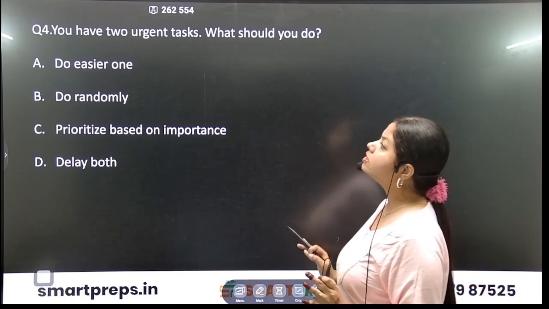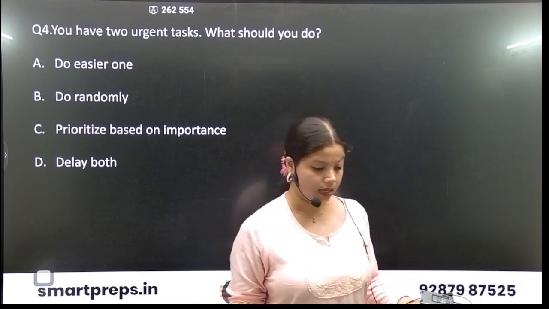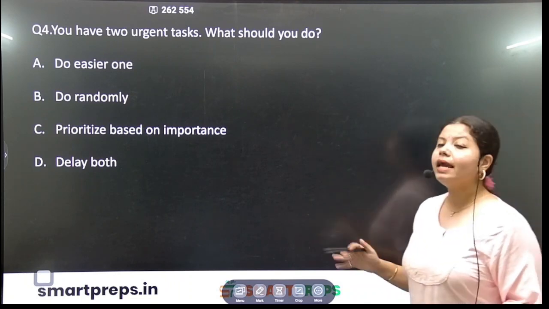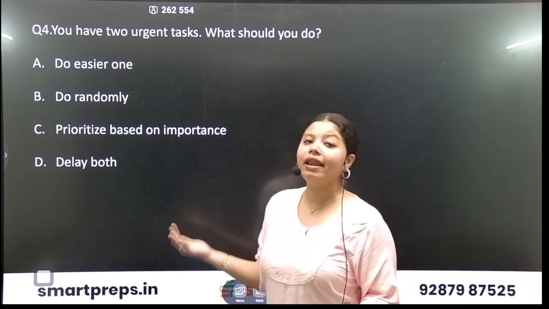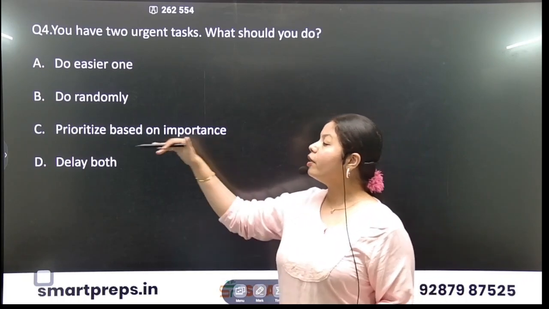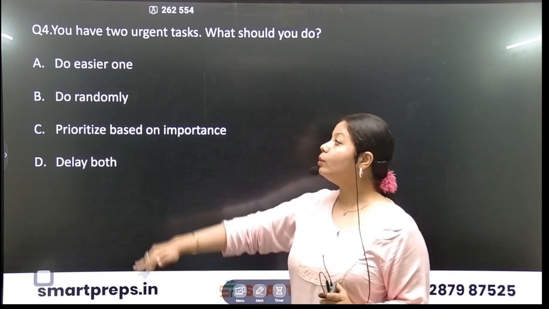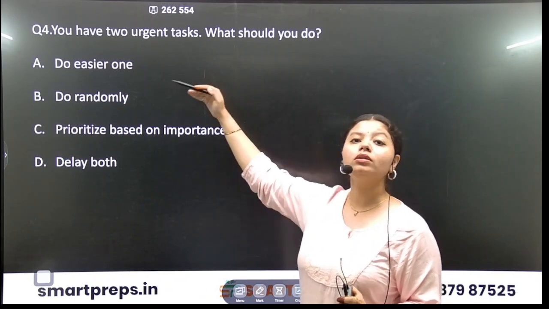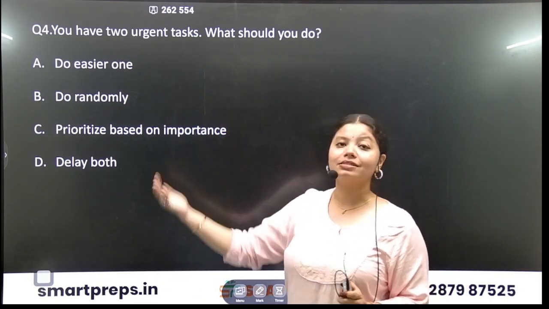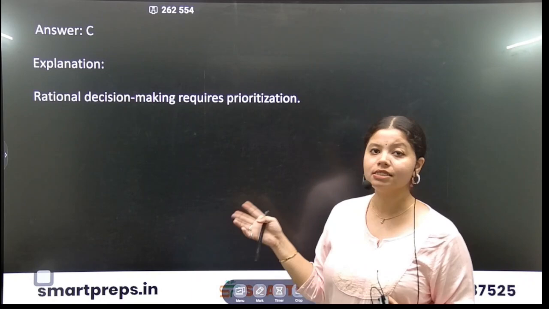As an officer, if you have 2 urgent tasks, being an officer, you can have multiple tasks in one day. So which one will you give priority? Or will you delay both, or do it randomly, or choose the easier one first, or prioritize based on importance? Being an officer, your balanced decision will be what? That you will prioritize between both the tasks, and choose which task is more important. I'll be doing that first. Clear? So the answer is C.